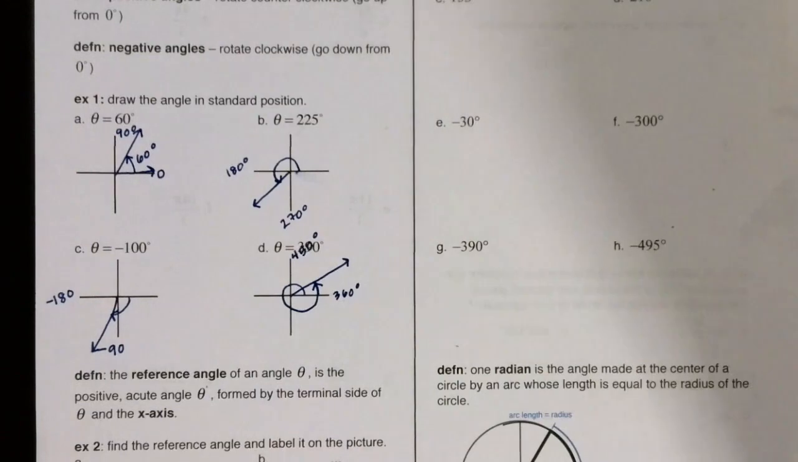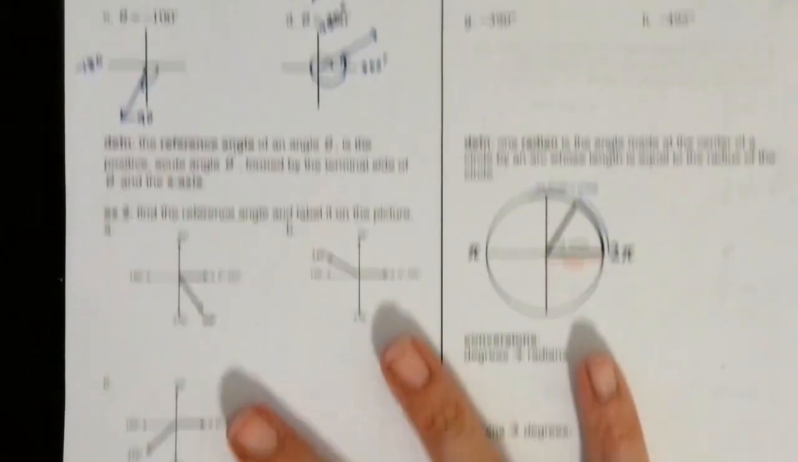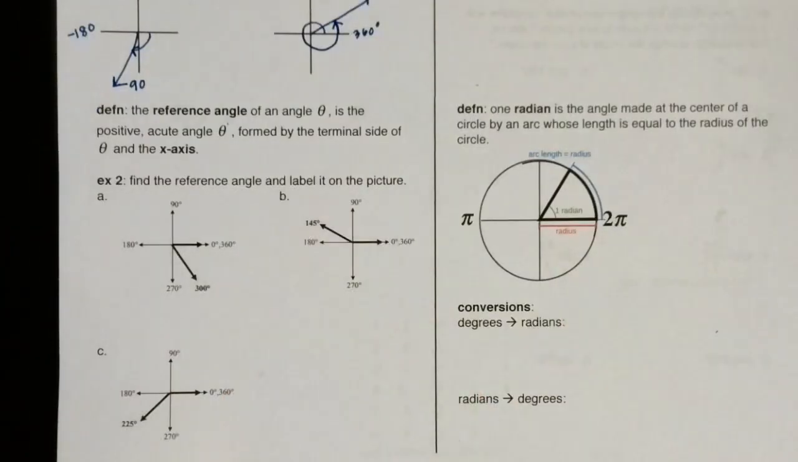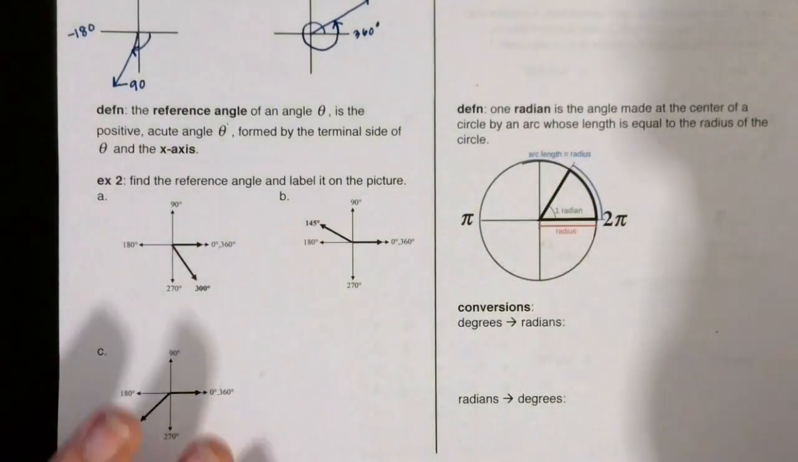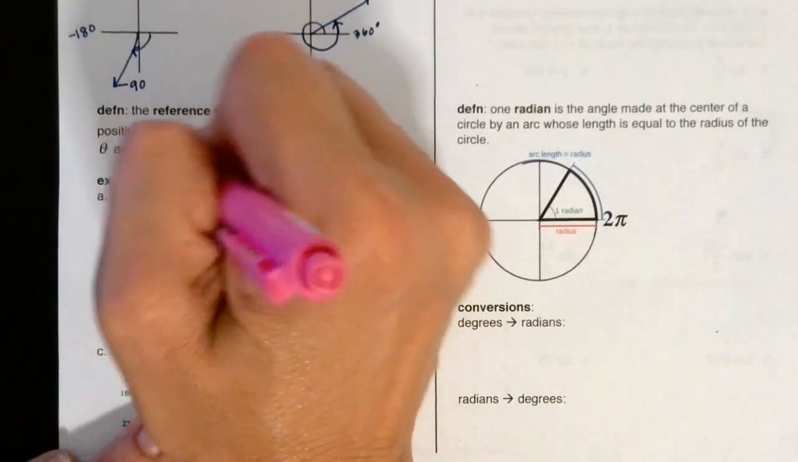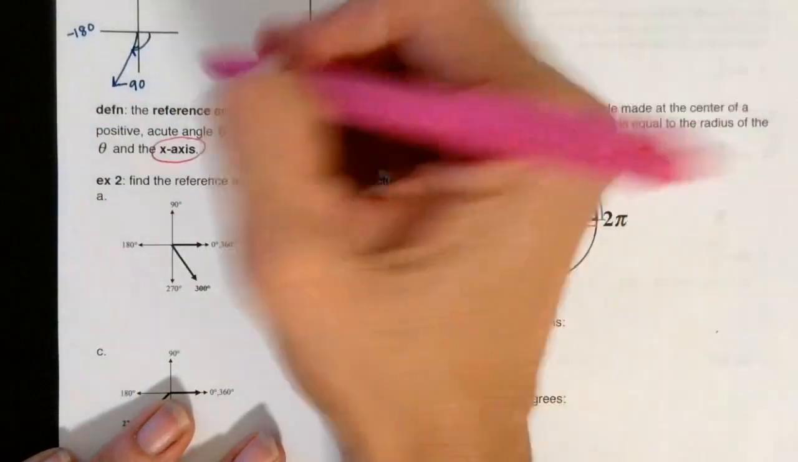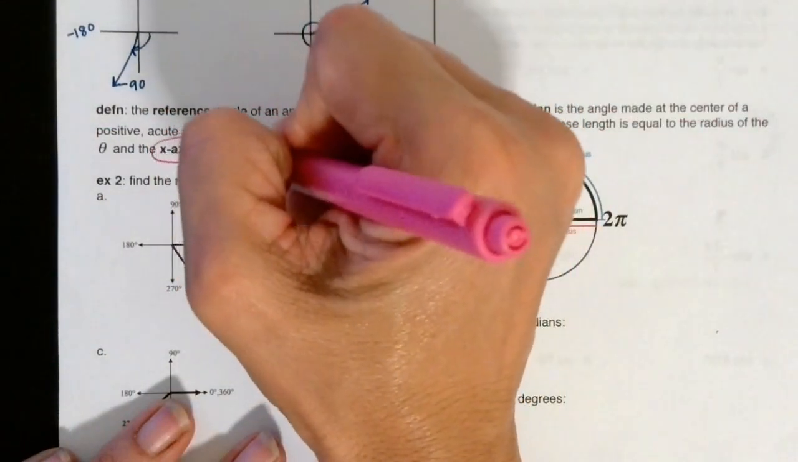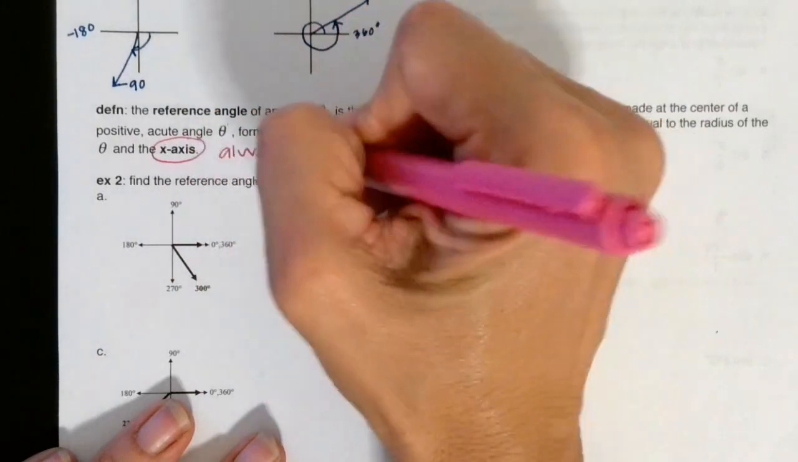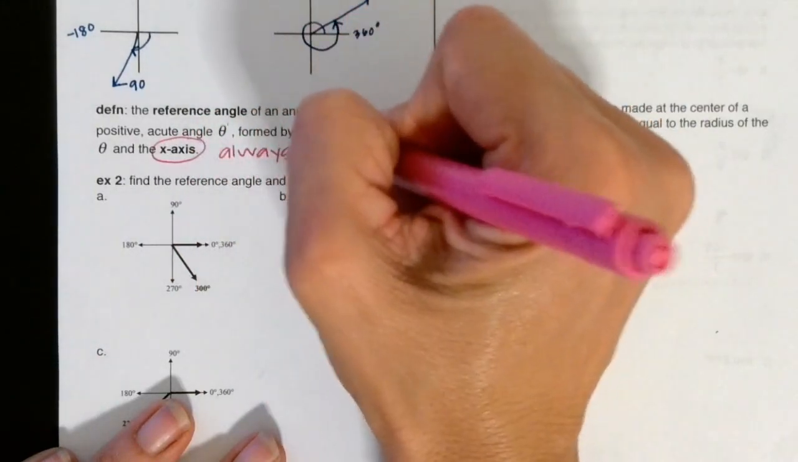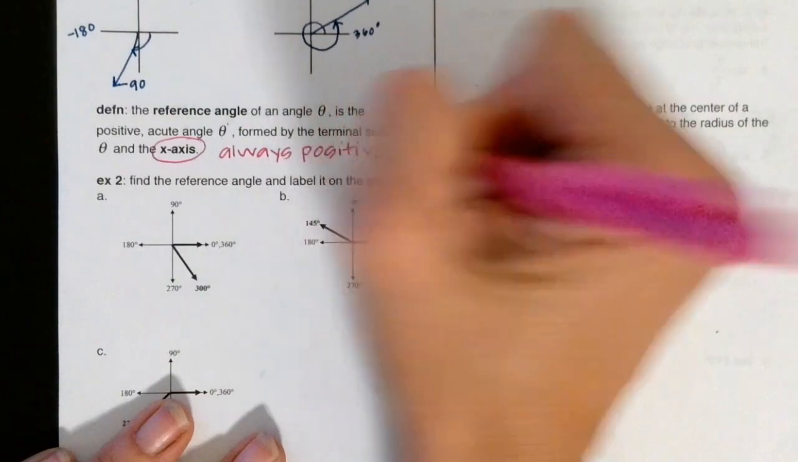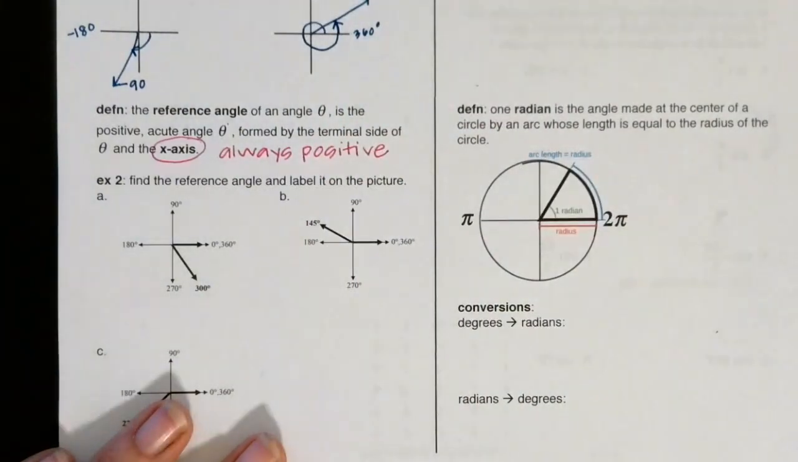Okay, next we're going to move on to the definition of reference angles. Reference angles are acute angles that connect your angle to the x-axis. Okay. So your ray and the x-axis are what make the reference angle. The reference angle is always positive, so it's super important that we get it back to the x-axis and that it's always positive. Acute angle means that it's less than 90 degrees because it's acute, it's a baby angle.